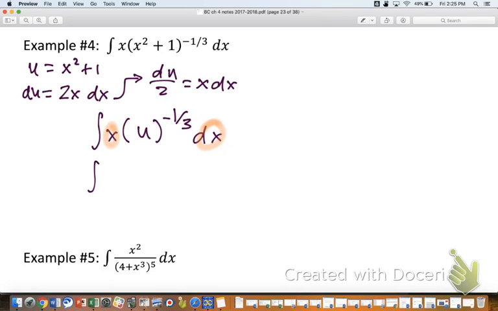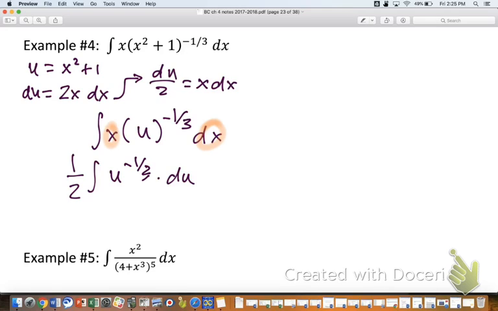So I would go with u to the negative 1/3 times du. And is it okay if I just mentally pull the 1/2 out? Do you guys do it that way too? I'm trying really hard not to confuse you. I hope that, is this going good?